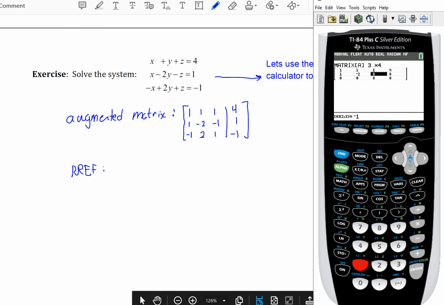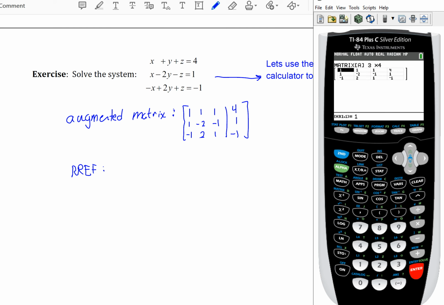-1, 1. Then -1, 2, 1, -1. Here you want to take a minute and verify that you've entered in all of the values correctly.